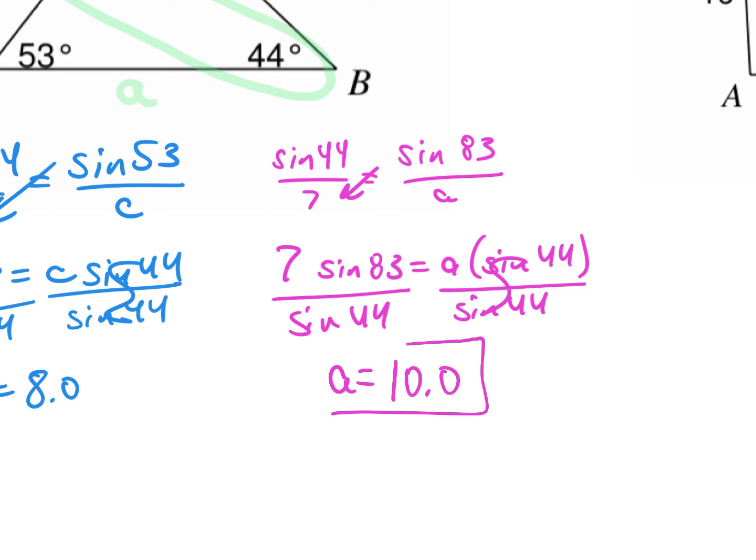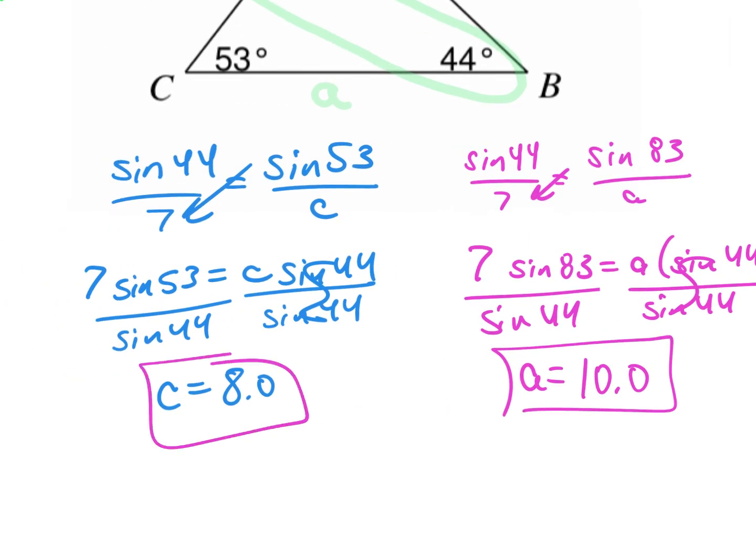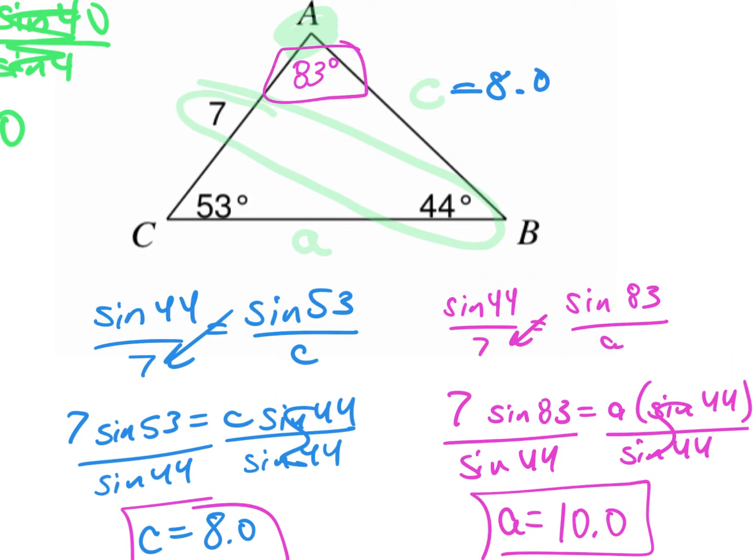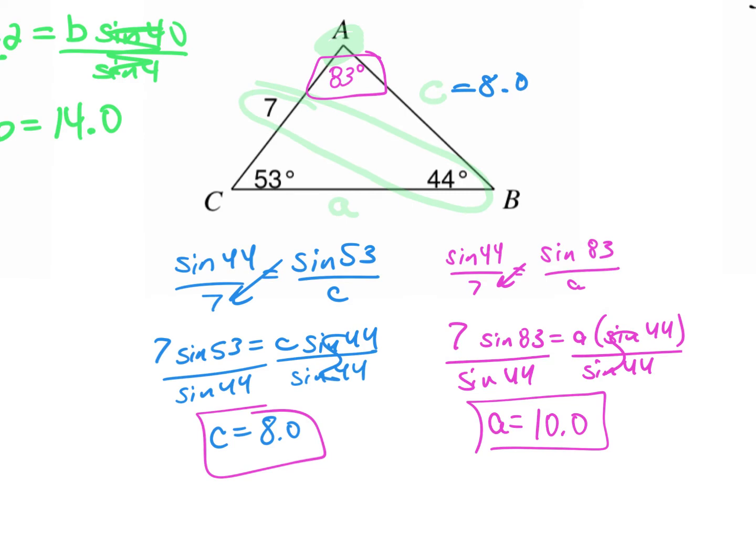10.0. Okay, good. So we solved this triangle. We found the three missing pieces. We found the two sides that were missing and the angle.